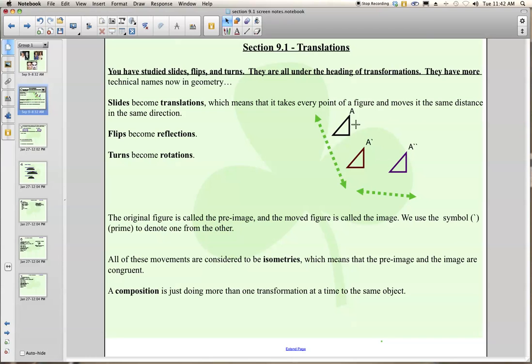So my pre-image would be denoted with a capital letter. My first image would be denoted with a single prime symbol, and if I moved it after that, I would add an additional prime symbol every time I moved it.